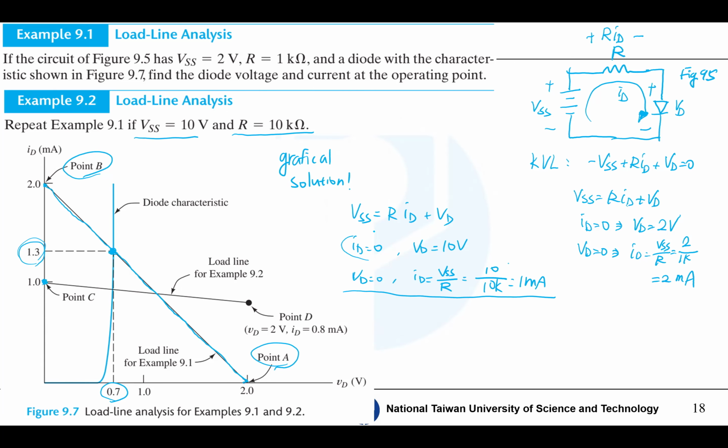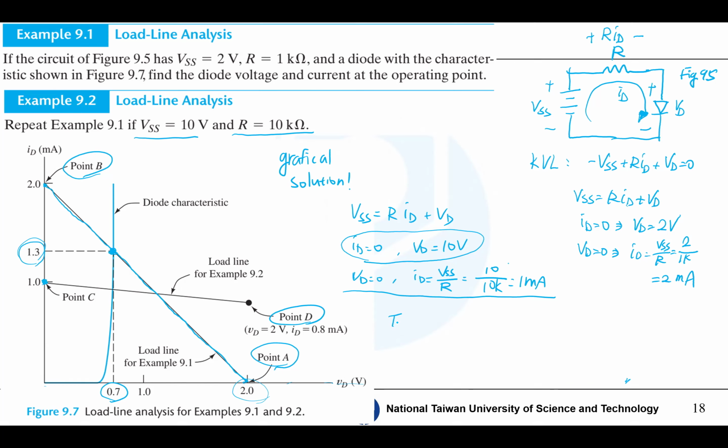But for this point, ID is 0, but VD equals 10. But VD of 10 might be way outside the graph, way outside this picture. So in this case, we can only assume a scale on the plot, and try to find point D.